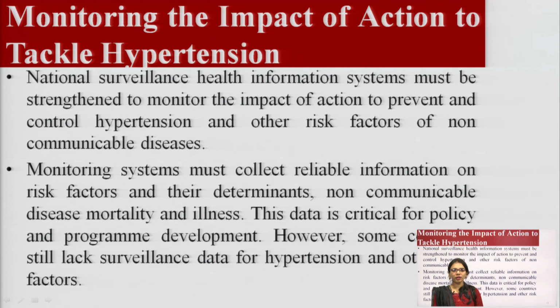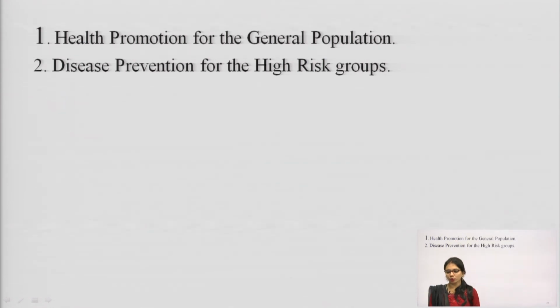Now, the next one is monitoring the effect of action to tackle hypertension. National survey and health information systems must be strengthened to monitor the impact of action to prevent and control hypertension and other risk factors for non-communicable disease. Monitoring systems must collect reliable information on risk factors and other determinants, non-communicable disease, mortality and illness. This data is critical for policy and program development. However, some countries still lack survey data for hypertension and other risk factors. These are health promotion for the general population and disease prevention for the high risk group.